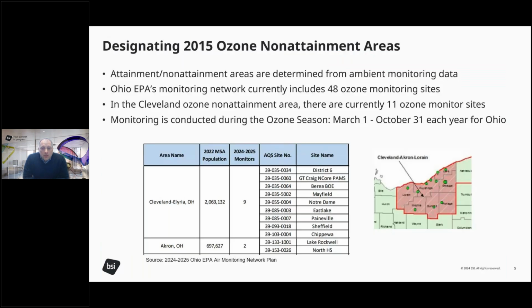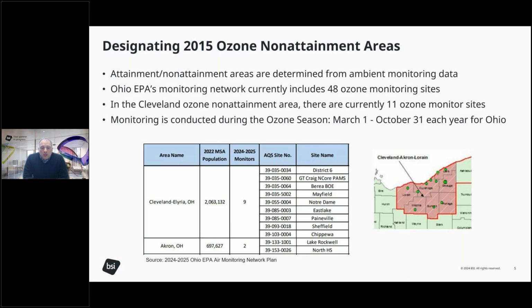So how is the area attainment status determined? Again, this is a 3-year average of the annual 4th highest daily maximum 8-hour average concentration. This is called the design value. The design value is determined from ambient monitoring stations in the area and is compared to the standard. So if any station exceeds the standard in that area, the area is then designated as non-attainment.